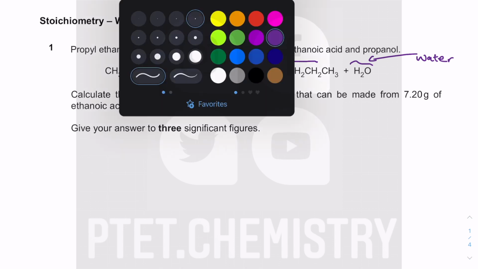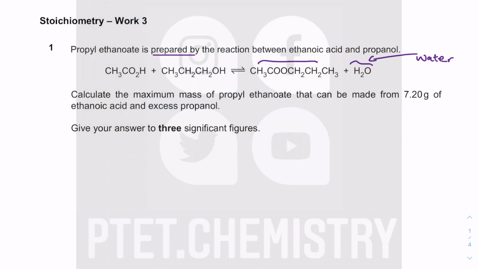So let me just make this a little bit tinier. So calculate the maximum mass. You want the maximum mass, so you want the mass of the propyl ethanoate, which is this, that can be made from 7.20 gram of ethanoic acid. So this is actually ethanoic acid, and as part of organic chemistry it will make more sense later on. This is propanol. So you react ethanoic acid and propanol, and you get propyl ethanoate and water.